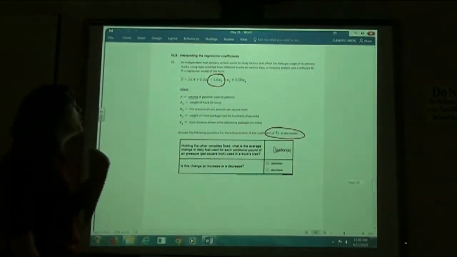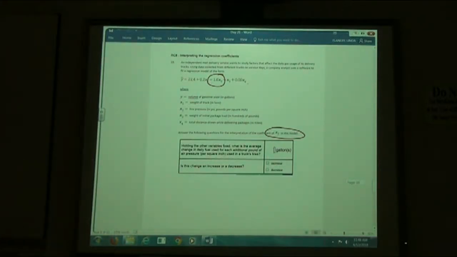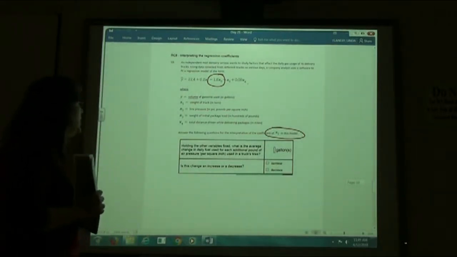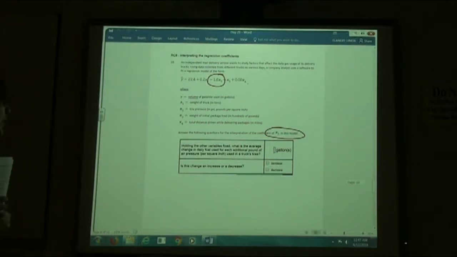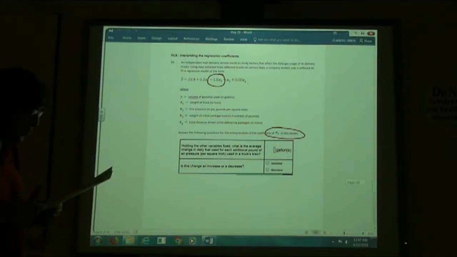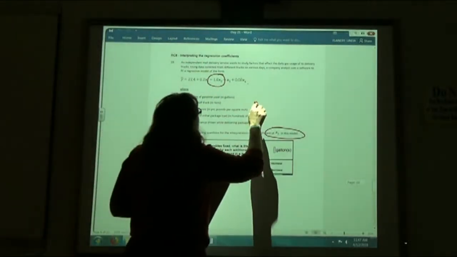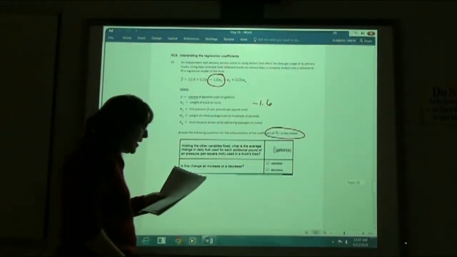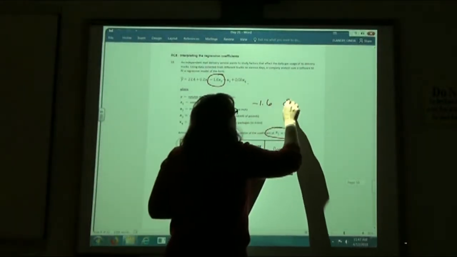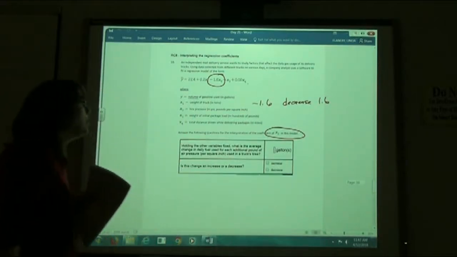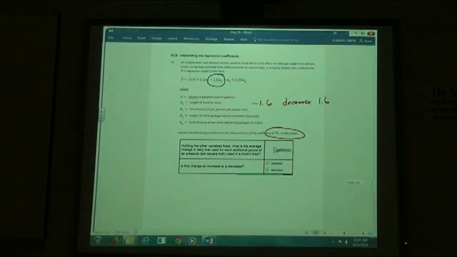So what they want you to interpret is what is the meaning of that value in front of the X sub 2. It says holding the other variables fixed, what is the average change in daily fuel use for each additional pound of air pressure per square inch used in the truck's tire? Well, what this number means is that there's a negative 1.6, in other words, a decrease of 1.6 in the pounds per square inch in my tire pressure.